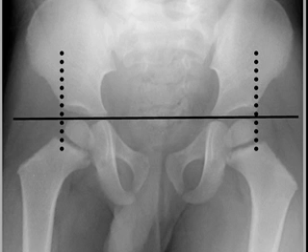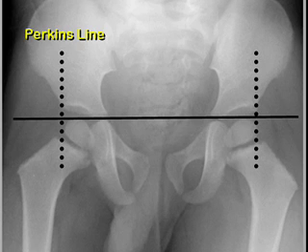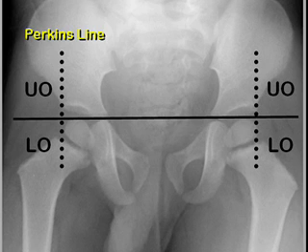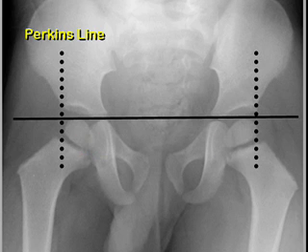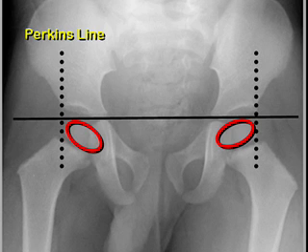Then 2 lines perpendicular to the horizontal line at the outer edge of the acetabulae can be drawn. This is called Perkins line, and this forms 2 sets of grids with 4 quadrants each. There's an upper outer and a lower outer quadrant for each of the grids, and an upper inner and lower inner quadrant. Normally, the femoral head lies in the lower inner quadrant of each grid. When the head is dislocated, it moves superiorly and laterally.